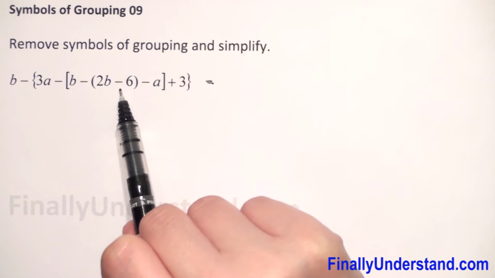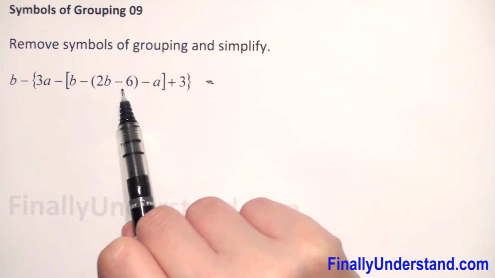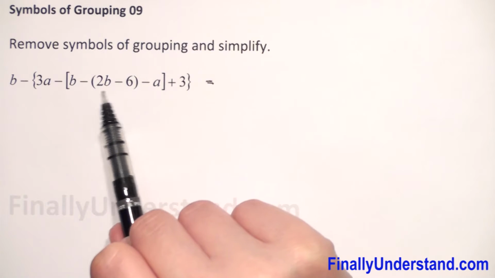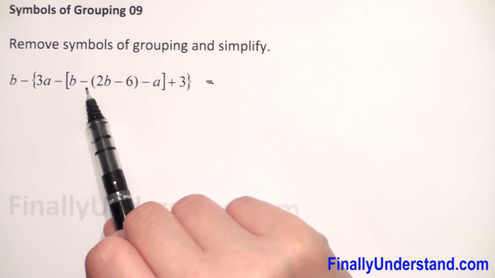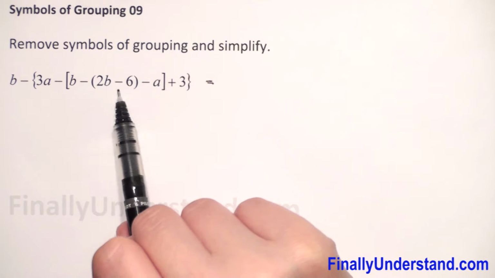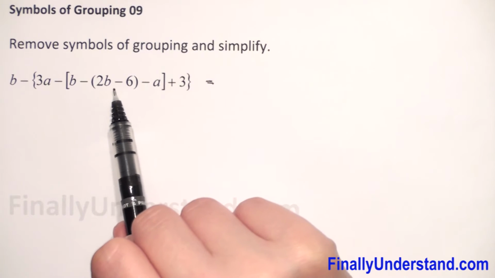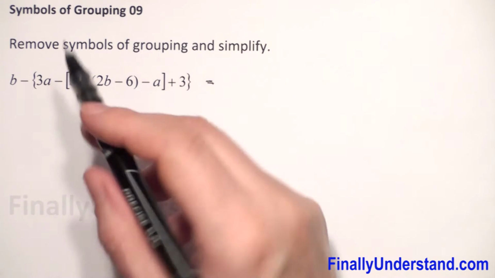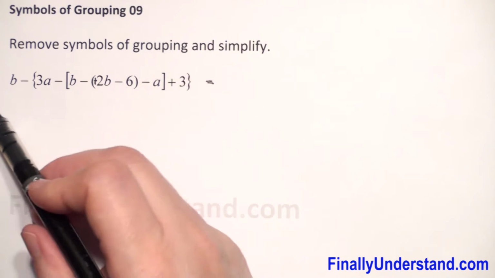We have 2b minus 6, different terms, so we cannot do anything. We have to take down the parentheses, and before the parentheses we have a negative sign. What does it mean? It means we have to change every sign, every term in the parentheses, to the opposite. When we don't have a sign, it's always positive. So let's start from the left side.